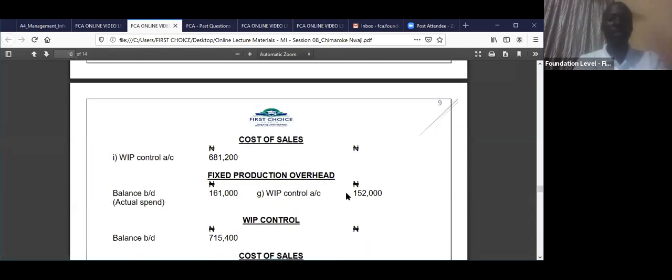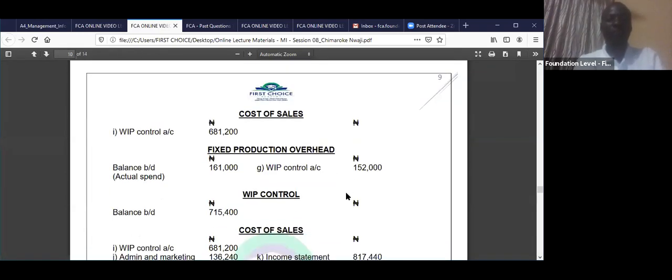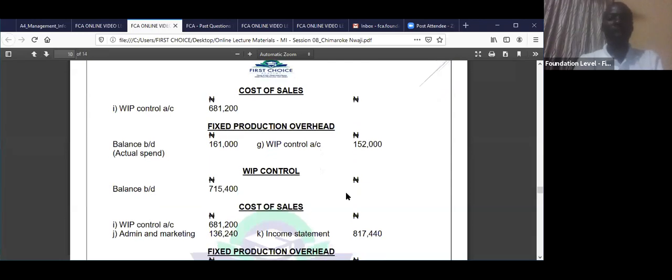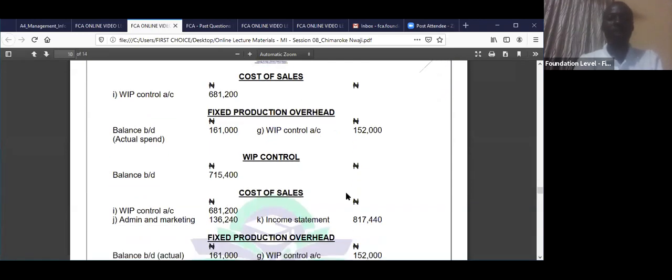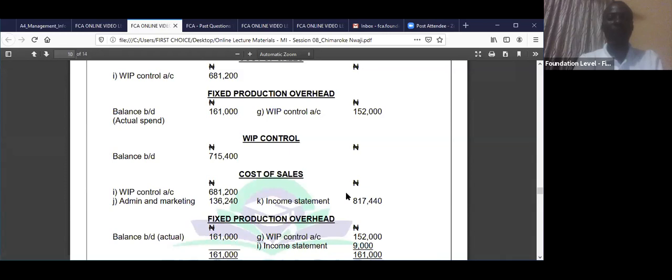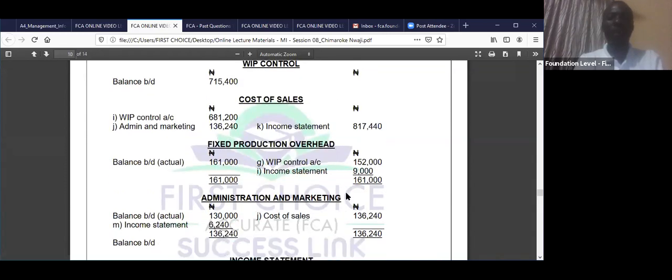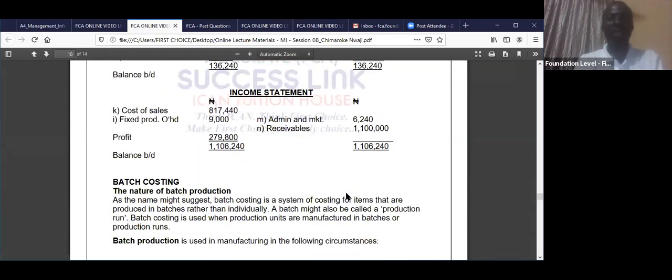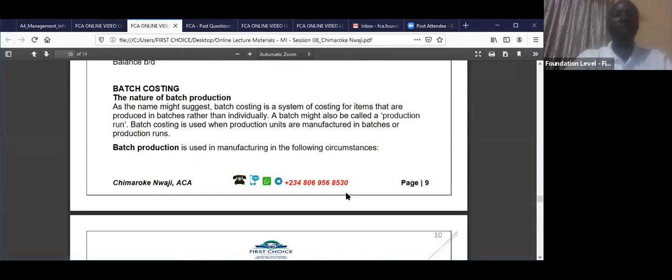Then we see all of these: the control accounts, the cost of sales accounts, the fixed production overhead, all these are demanded. Now let's go to batch costing. Now batch costing begins our lecture for today.